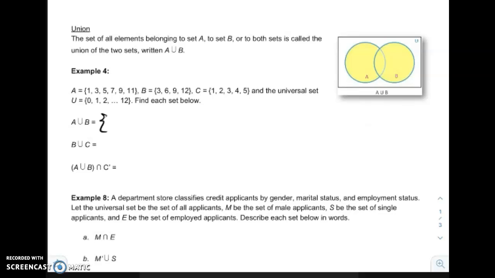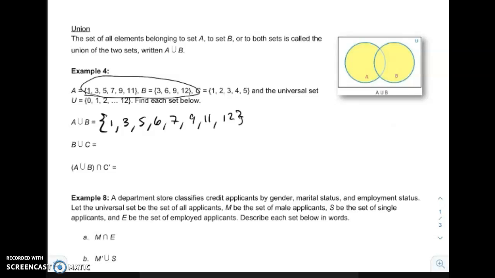So for A, we're going to put them in order though. So A has a 1, both A and B have a 3. A has 5, B has 6, A has 7. They both have 9. A has 11, and B has 12. So it's what's in A, what's in B, or what's in both. And you just list all of them.